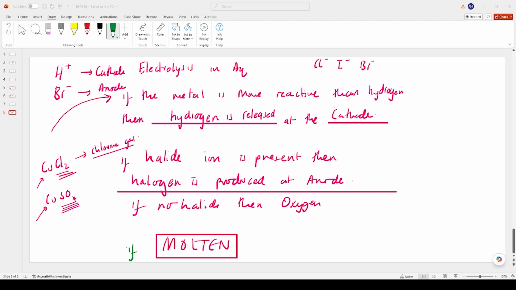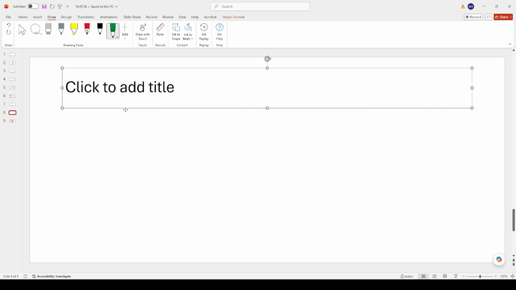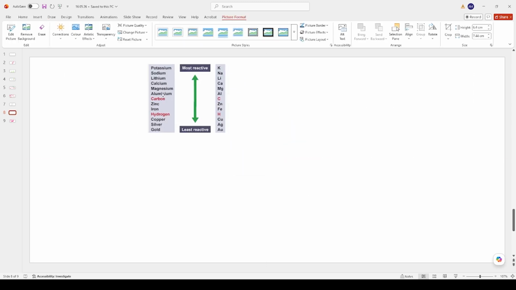Come on, guys. There's a precursor. What is it? How are you going to do any of this if you don't know this thing? Guys, get this tattooed on your forehead.